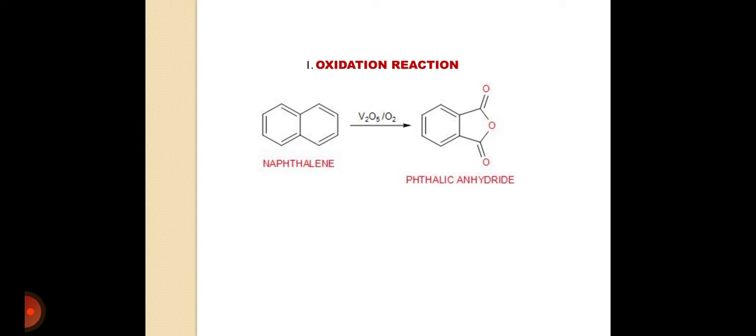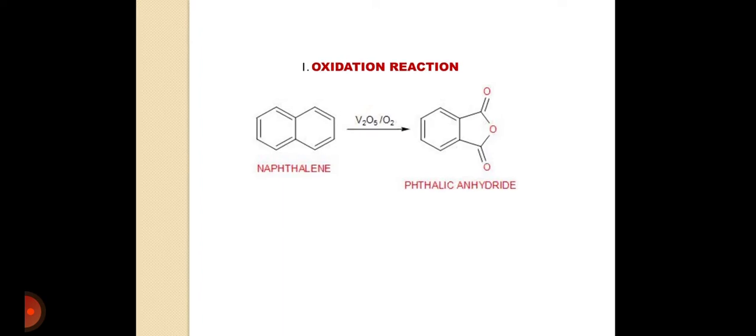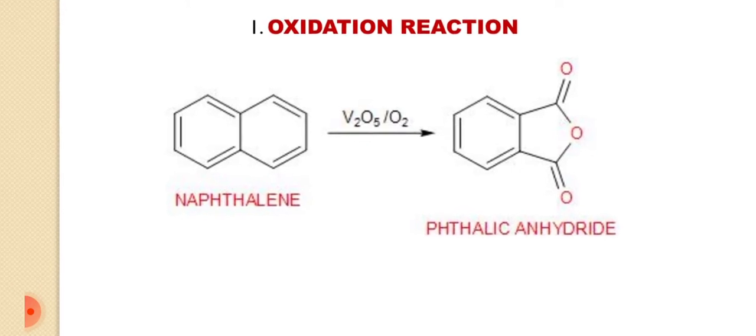Let's take the example. The oxidation of naphthalene takes place in presence of oxidizing agent vanadium pentaoxide in presence of oxygen gas, and thus phthalic anhydride is obtained. Here you may notice that the oxidation takes place on the alpha carbons, like this carbon and this carbon. That means the carbons which are directly linked with the benzene ring.